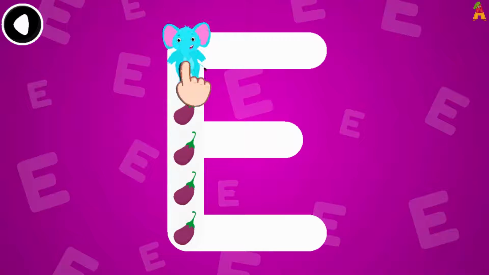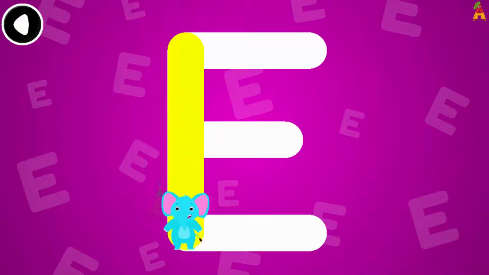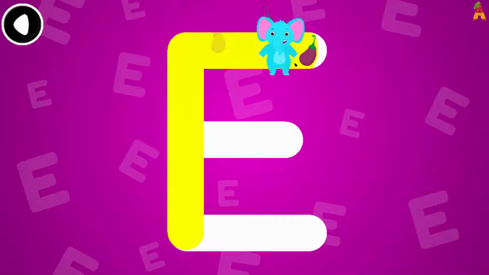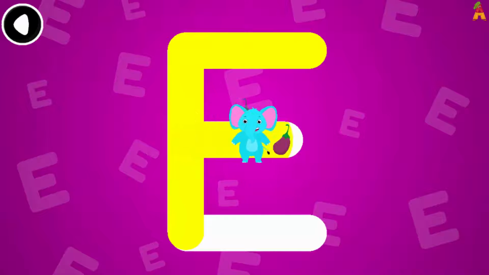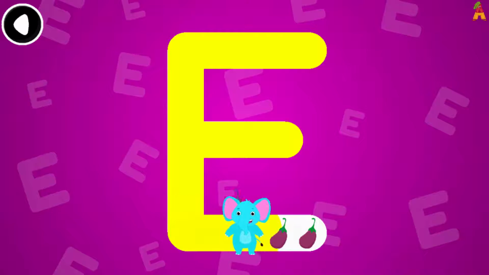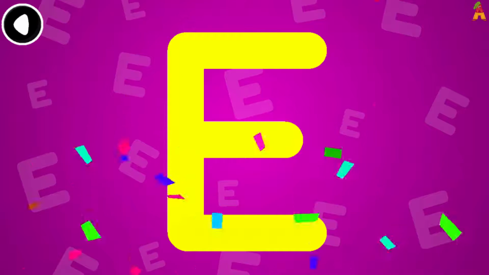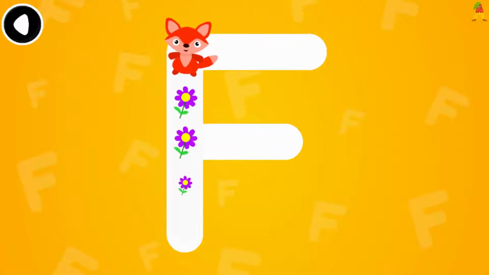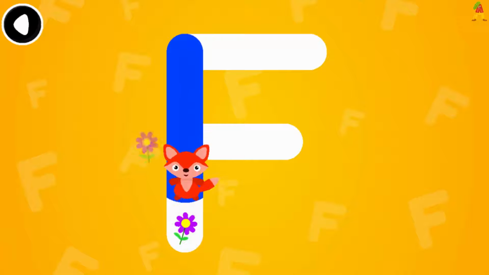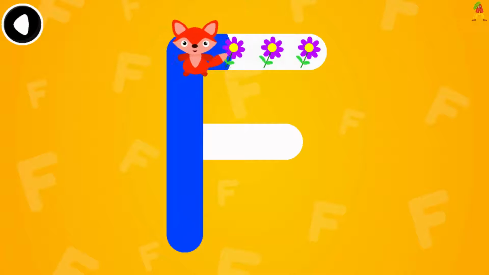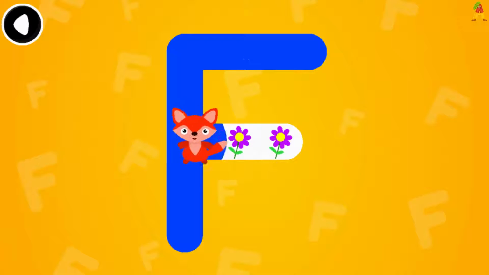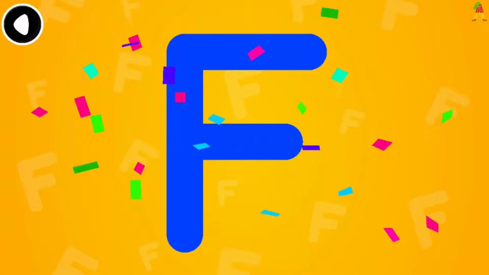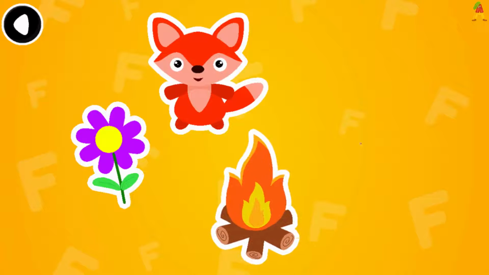This is the letter E. E is for eggplant, elephant, engine. This is the letter F. F is for flower, fox, fire, flamingo.